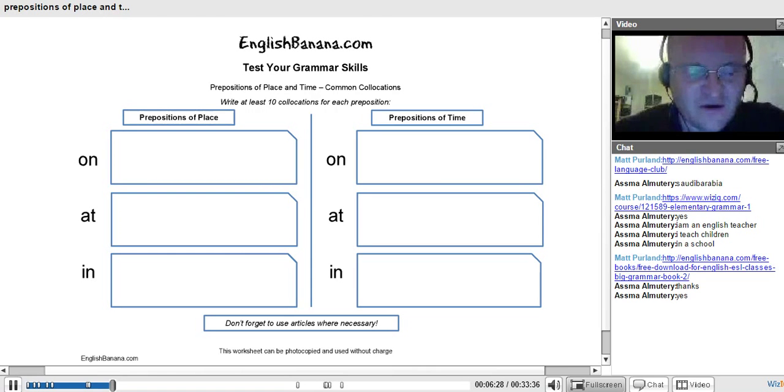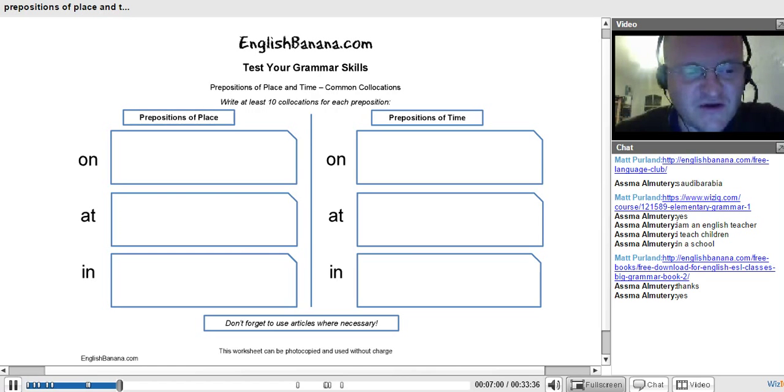So let's have a look at some ideas of collocations. If we can write down collocations, this can help us, and we can learn them so that when we're writing English assignments or text, we can remember, oh yes, we're using "on" for this, "at" for this, "in" for this. Okay.